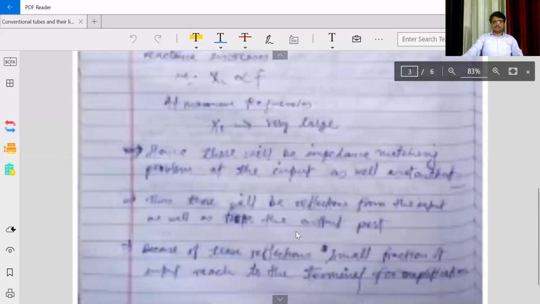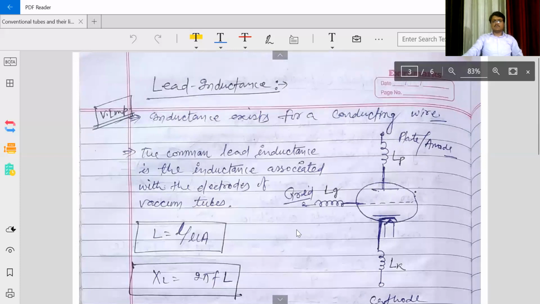Now, the second one is the lead inductance. The basic building block or the concept behind it is that a linear wire acts as an inductor, and it is written in the first line here. Inductance exists for a conducting wire. All we know is that a conducting wire behaves as an inductor.